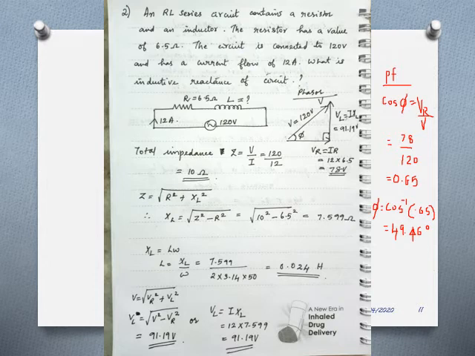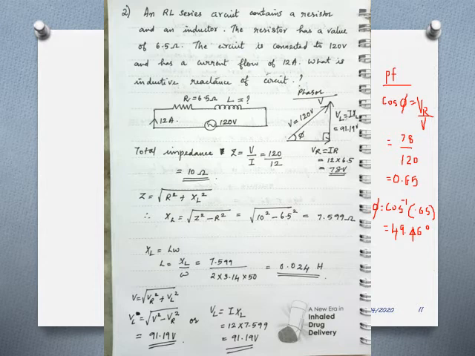Now to complete the phasor diagram, you should write the magnitudes of those voltages also. For that, the total voltage V is already given in the question as 120 volt, so nothing to calculate. Now the voltage across the resistor VR is nothing but IR. So I is 12 into R is 6.5. You get it as 78 volt.